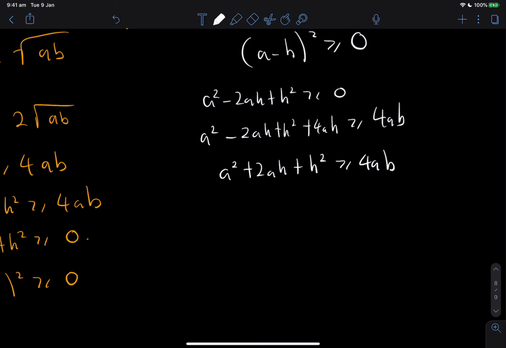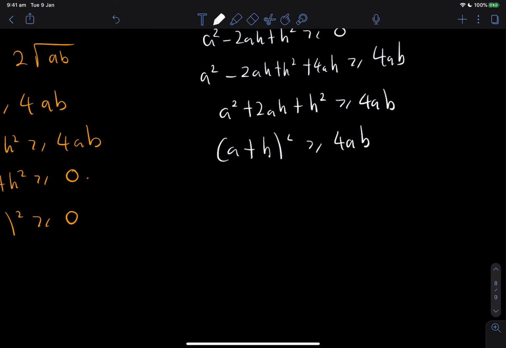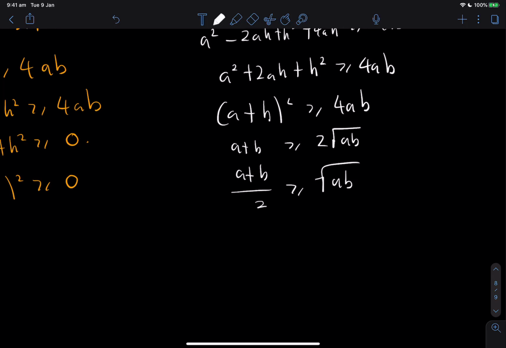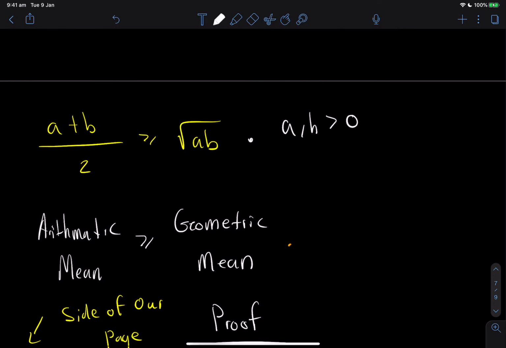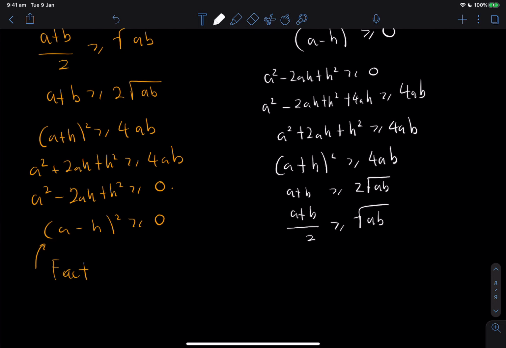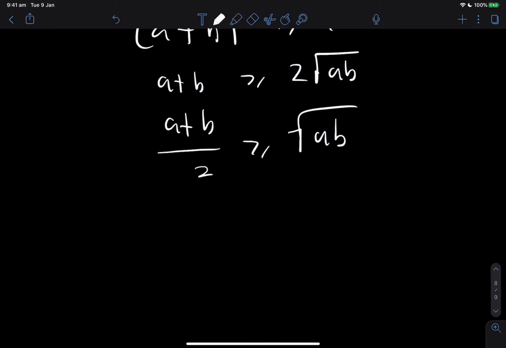Cool. And now we can factorize this back again, and this is (a + b) squared. Square rooting both sides, we get a + b is greater than or equal to 2 square root of ab. And then obviously (a + b)/2 is greater than or equal to the square root of ab, which is that same fact that we were proving up here. We now have it, that the arithmetic mean is greater than or equal to the geometric mean. Cool. We can say QED. Nice.